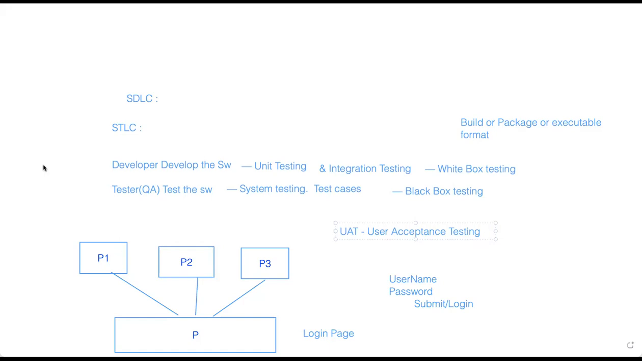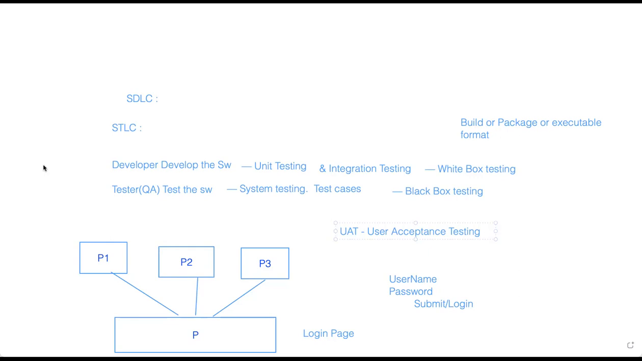Irrespective of the technology we can test: a Java application, a Python application, even a .NET application. Irrespective of technology the testing team will work on it, because the testing team should know only the functionality of the application, how the application will work. That is required.